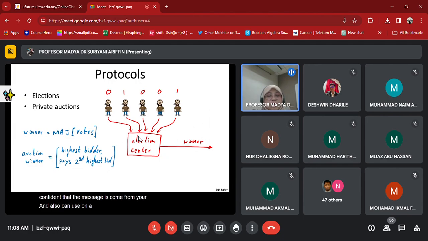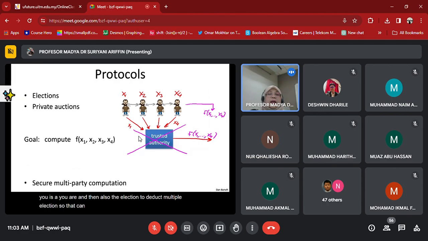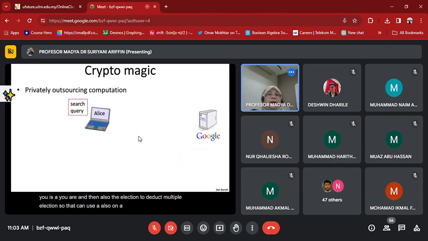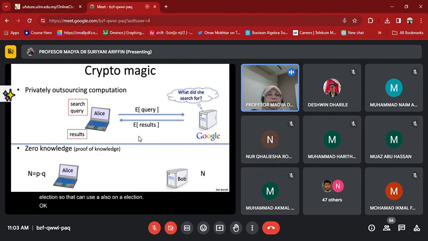It can also be used in an election protocol to make sure that you are who you are, and also that the election does not have multiple votes, so it can also be used in an election. Okay, so the use of cryptography is primarily outsourced computation and also zero knowledge proof of knowledge.